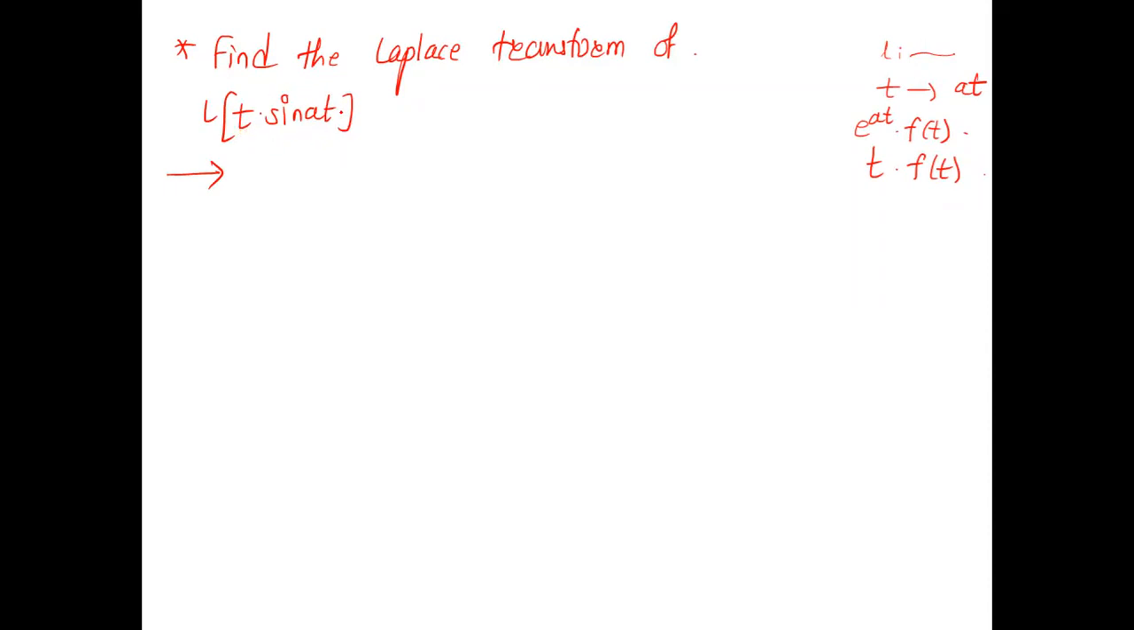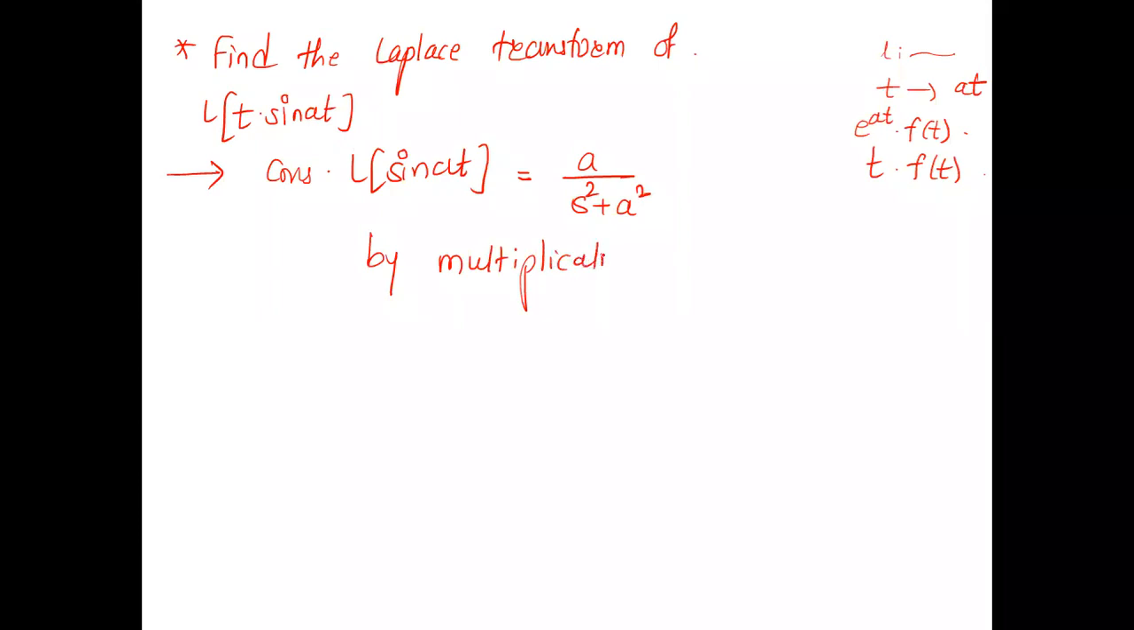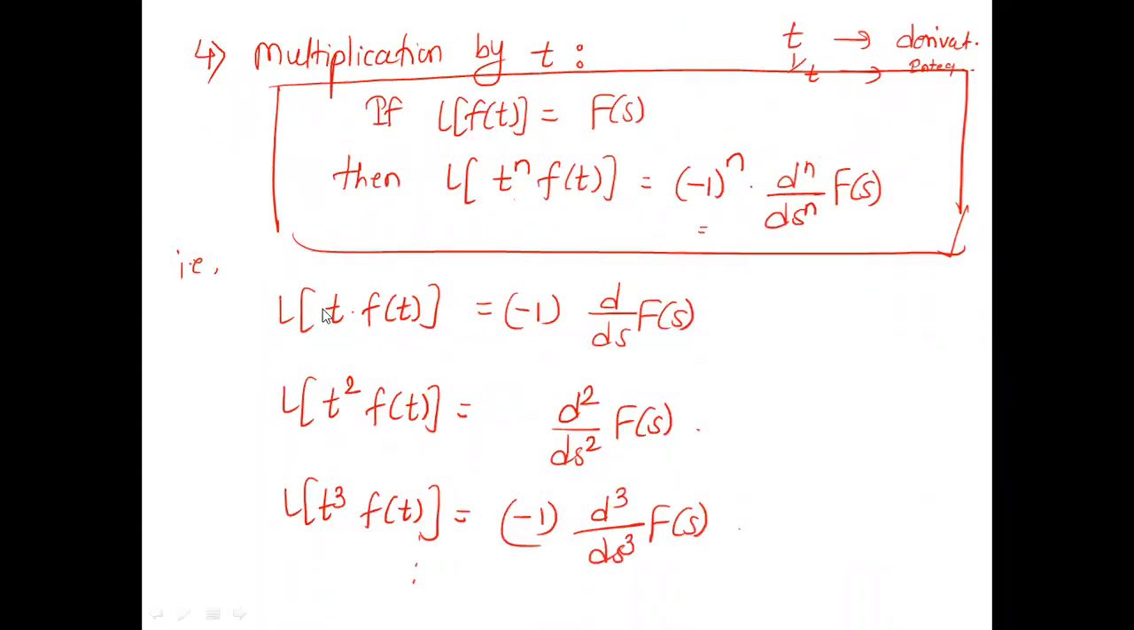So shall I take the Laplace of this first? Consider the Laplace of sin at. Why t aside? Because there is the property of t. What is that? a/(s square plus a square). Correct. This is for your reference, no need to write: multiplication by t property. Laplace of t sin at: if we multiply by t on this side, on the other side we take the derivative of whatever is the Laplace of f of t with respect to s, and then multiply by minus 1.